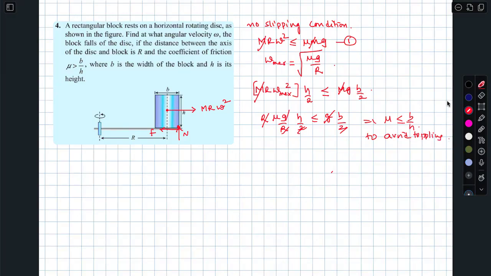Okay. So what is the condition, and the coefficient b is bigger than h? At what angular velocity is this happening? Now if mu is equal to b by h, what happens? Toppling takes place.